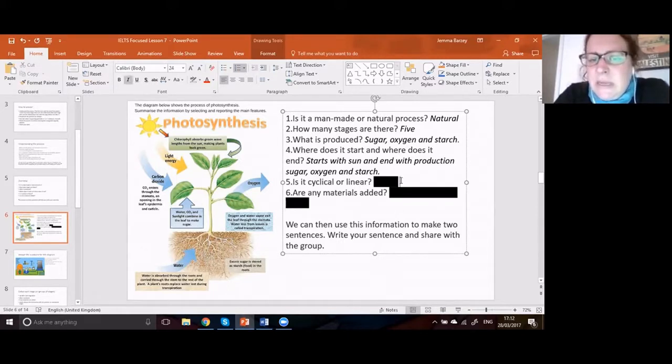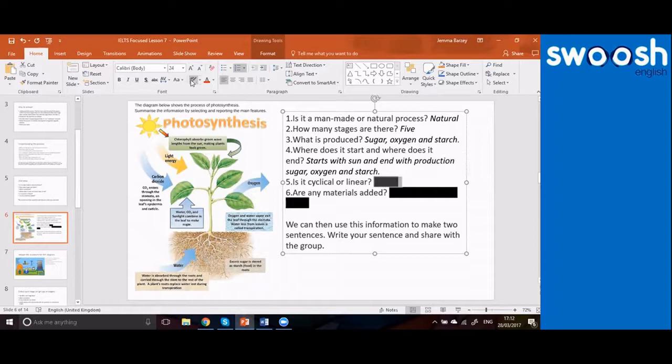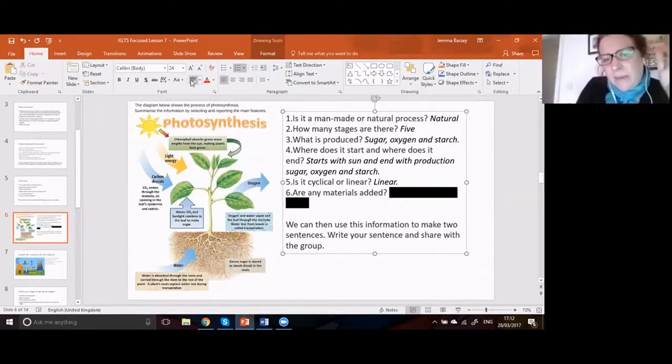So is it cyclical or linear? Linear. It's linear. So there's a start point and an end point. It's not like the oxygen is then breathed by humans, which becomes carbon dioxide, which comes into the plant. Okay, so although the photosynthesis process does go on and on, this actual process is linear because it starts from here and it ends over here.